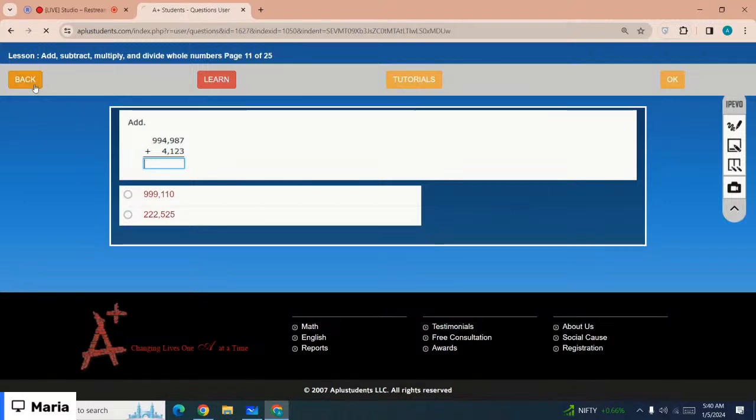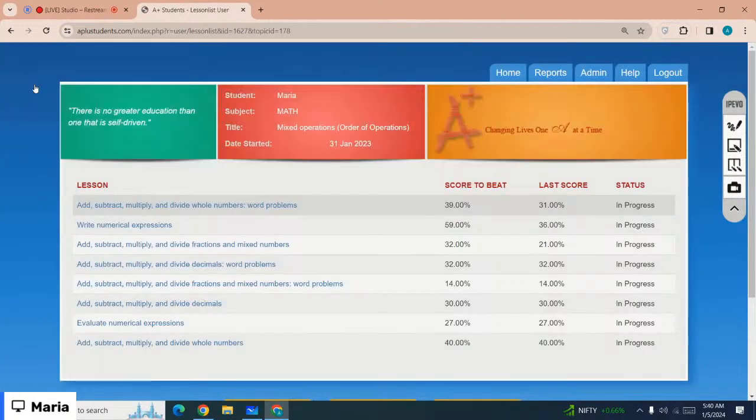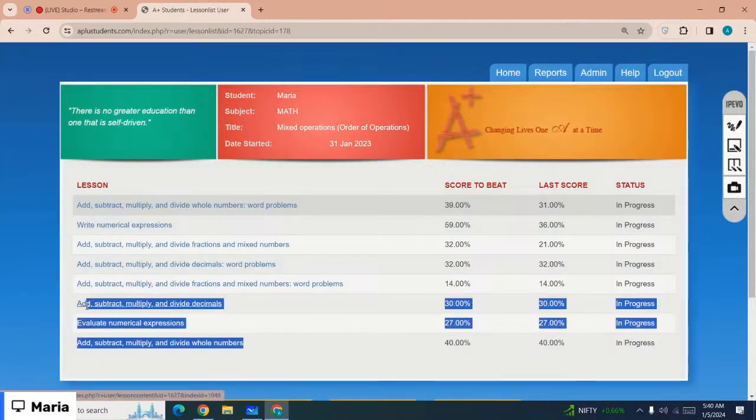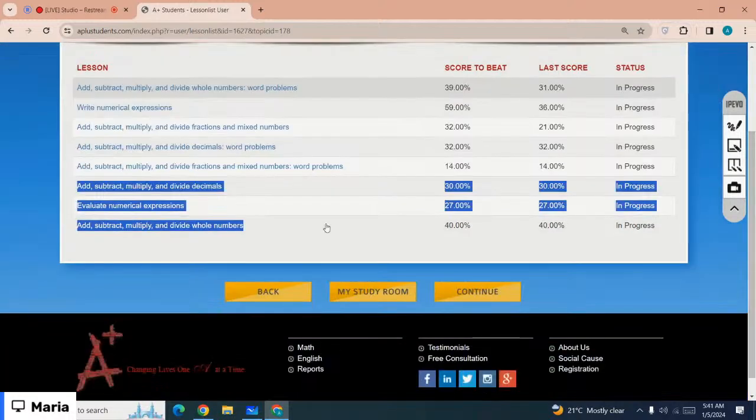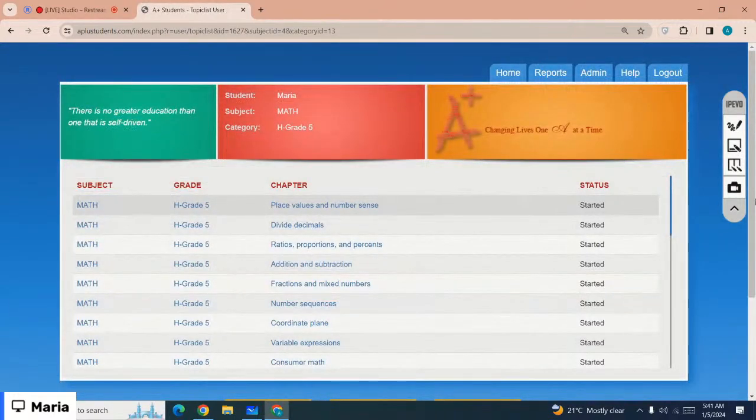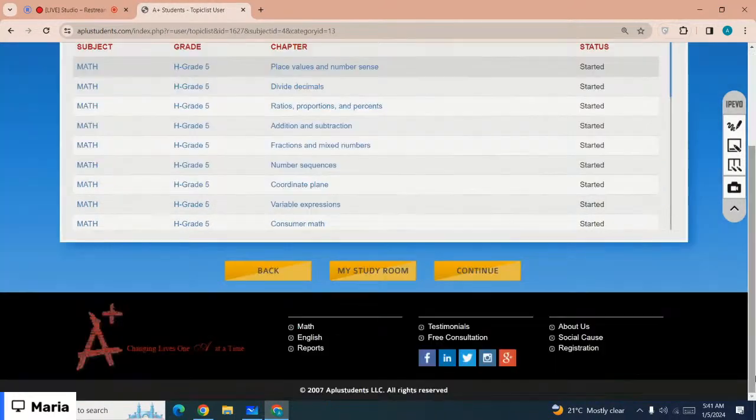So we were working on grade 5 math. The chapter we were working on is mixed operations, and the lessons we have covered today are add, subtract, multiply and divide decimals, evaluate numerical expressions, and the one we just covered is add, subtract, multiply and divide whole numbers, right? So please make sure before the next session you complete all the practice questions for the lessons we did today. That is your homework until next session, right?